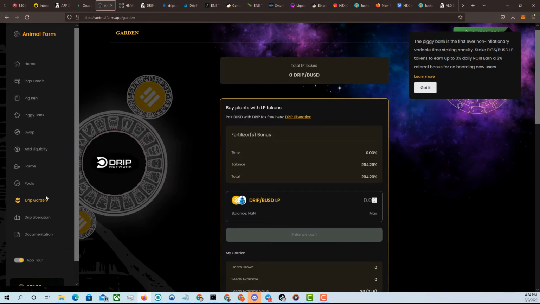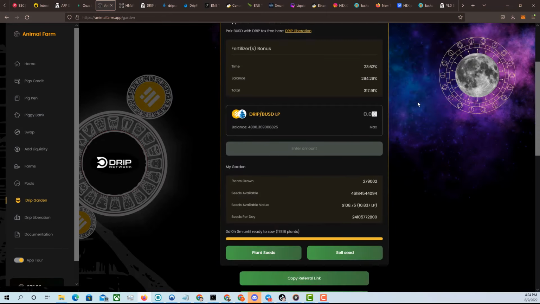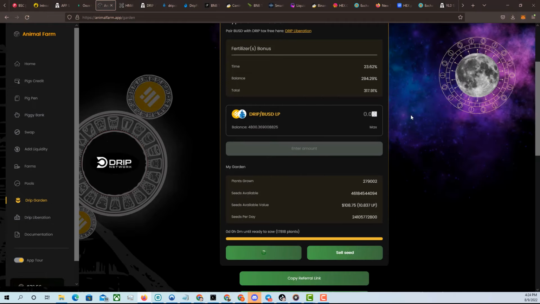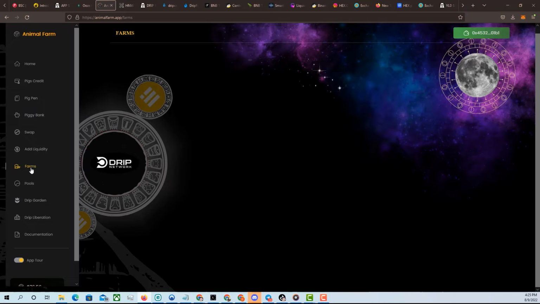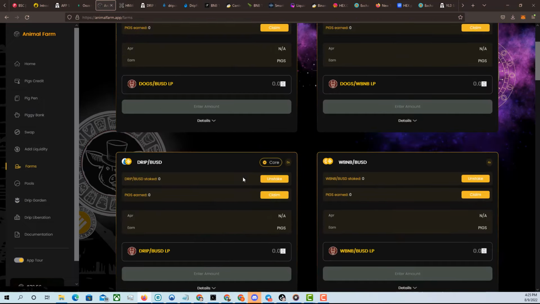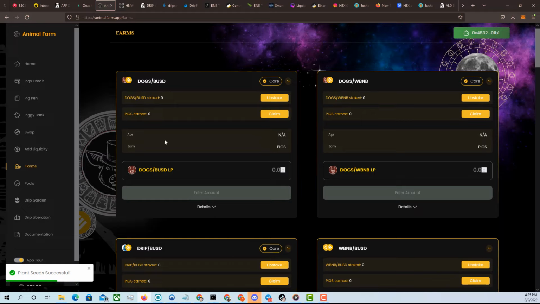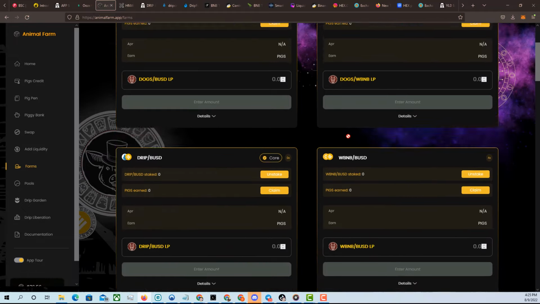I'm also in the Drip garden, which you guys can see here, so let's go ahead and plant those seeds and compound right now. I've also bought quite a bit of Drip BUSD on the side to prepare for the opening of the farms. You'll see exactly how much once this is launched that we're going to be throwing in here. We're also going to be getting in the Dogs BUSD and the Dogs WBNB pool.